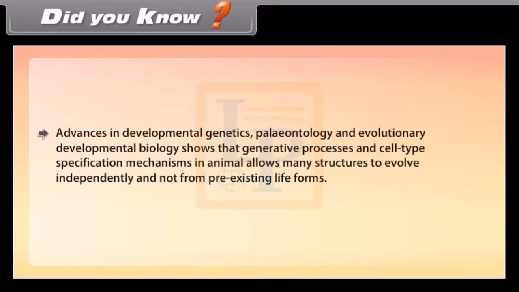Did you know advances in developmental genetics, paleontology and evolutionary developmental biology show that generative processes and cell type specification mechanisms in animals allow many structures to evolve independently and not from pre-existing life forms.